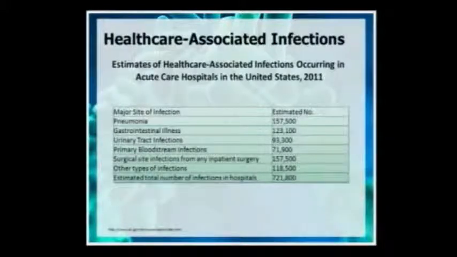So looking at the kind of infections we're talking about in 2011, you can see on this table there, it has listed your major sites of infection like pneumonia, GI illness, and so forth, and the estimated number.